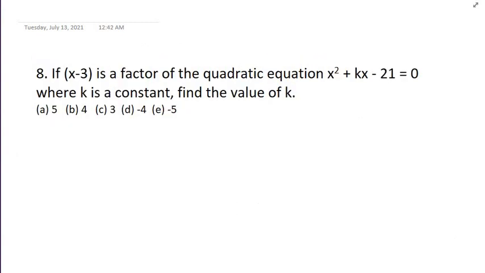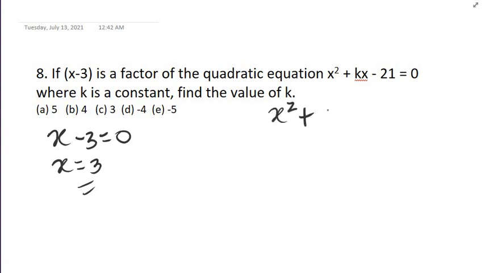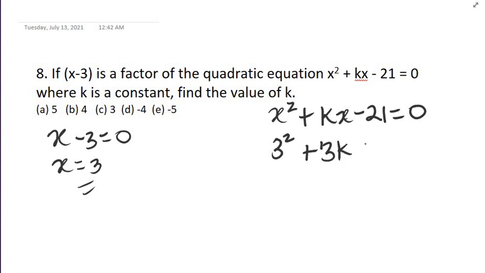Okay, question 8. If x minus 3 in bracket is a factor of the quadratic equation, x squared plus kx minus 21 equals 0, where k is a constant, find the value of k. This is easy. If x minus 3 is a factor, so if x minus 3 equals 0, move minus 3 to the right hand side, x equals 3. So substitute the value of x as 3 into the equation x squared plus kx minus 21, which will give me 0. So when x is 3, we have 3 squared plus, replace x with 3, 3k, minus 21 equals 0. I hope this is clear.